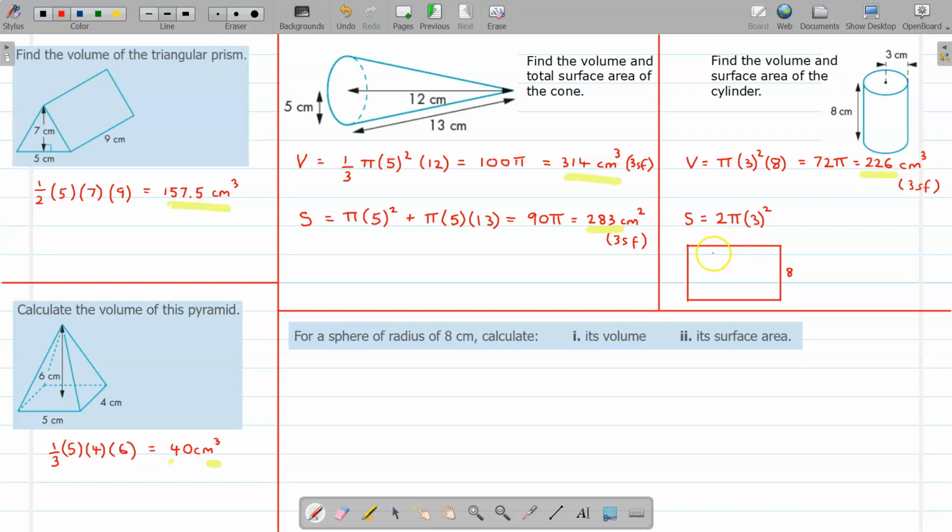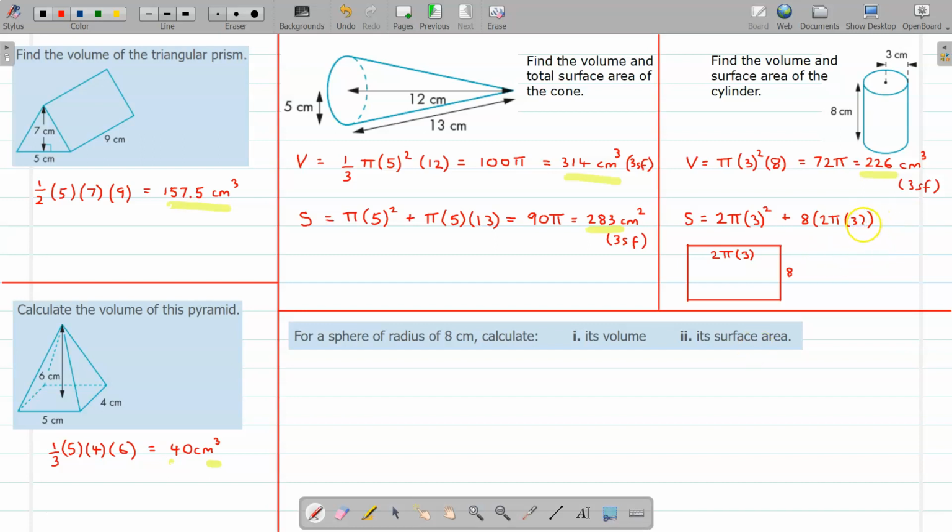And the circumference of the circle is 2 times pi times the radius, which is 3. Okay? So, in other words, that's 6 pi. Okay? So, that's the surface area of the curved part of the cylinder. So, it's going to be plus 6 pi times 8. So, it's 8 times 2 times pi times 3. That's what I've actually done to get that.